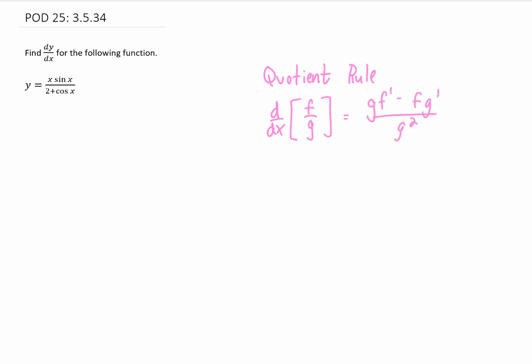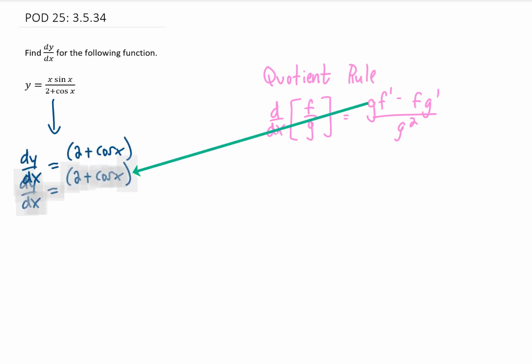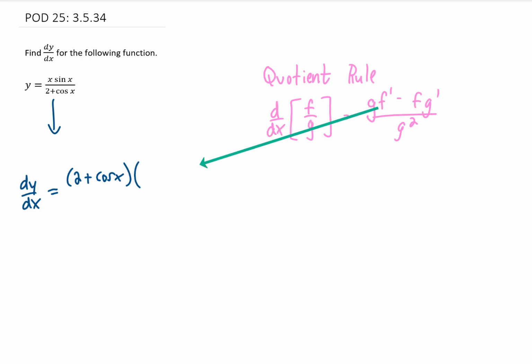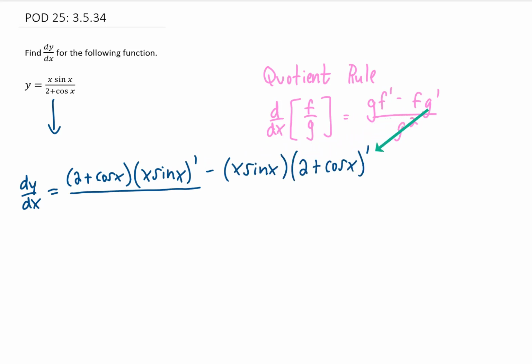Let's see if we can use this rule to find the derivative of this function. The quotient rule says that we need to copy down the denominator. I'm going to move this down a little bit so we have some space. Then we need to multiply this term by the derivative of the numerator. Then we subtract, we copy down the numerator, and we're going to multiply that term by the derivative of the denominator. We're going to take this whole result and we're going to divide it by the denominator squared.